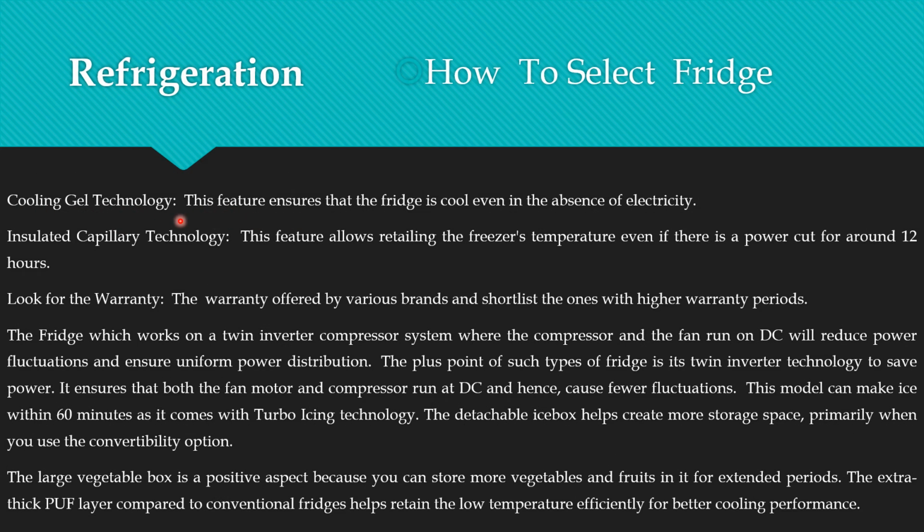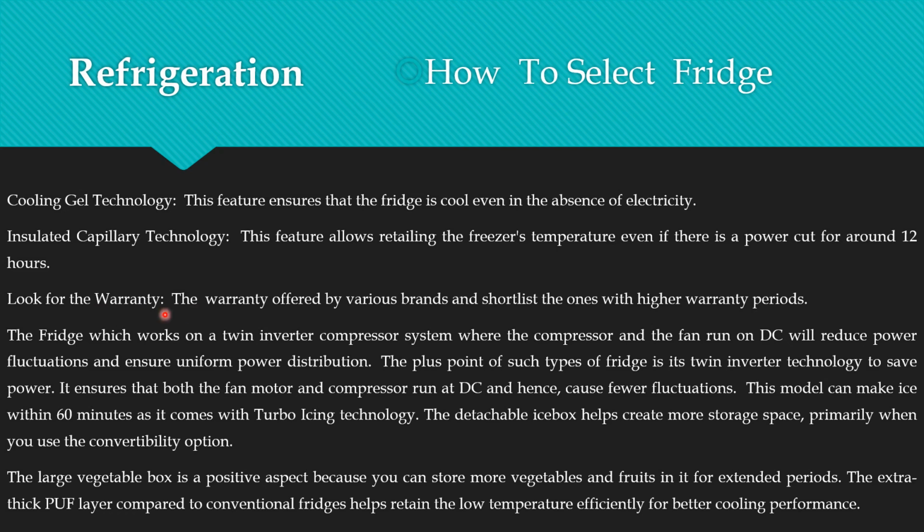Cooling gel technology. This cooling gel technology feature ensures that the fridge stays cool even in the absence of electricity. This cooling gel is provided inside the fridge compartment, near the freezer, which will keep the temperature even during a power cut. And insulated capillary technology is also coming in the latest fridges. This feature allows retaining the freezer's temperature even if there is a power cut for around 12 hours. That is, the capillary tube is insulated with polyurethane puff material that will keep the temperature for 12 hours even if the fridge is not running because of a power cut.